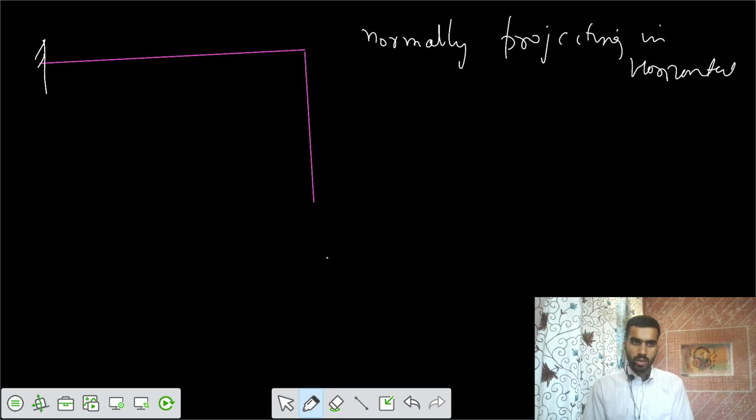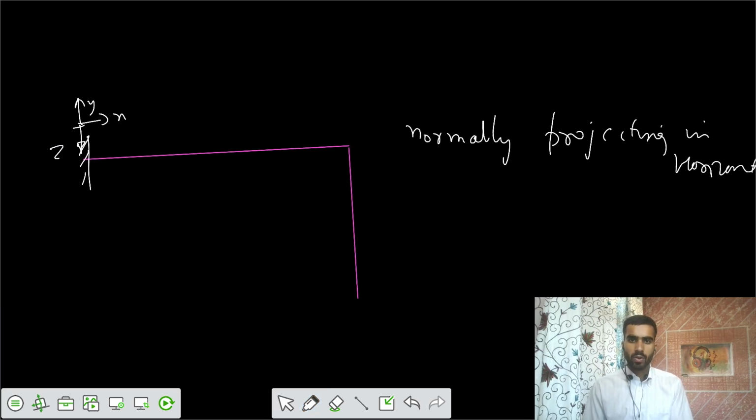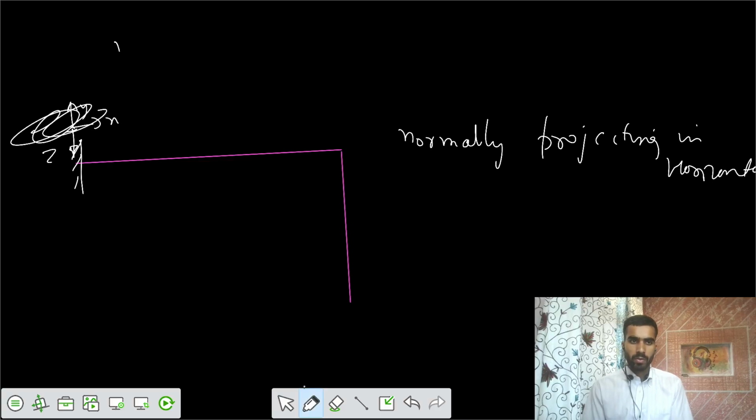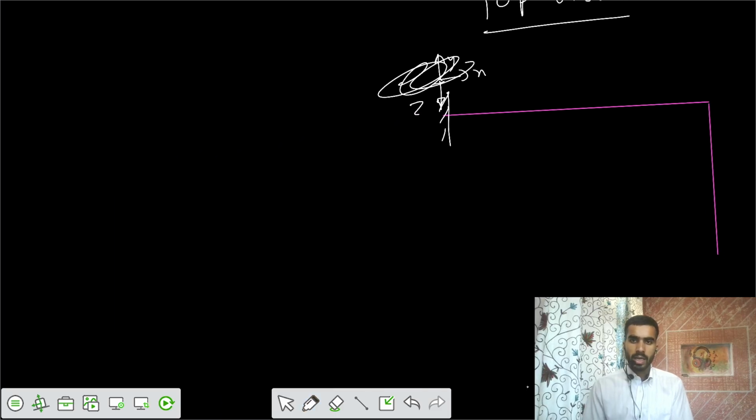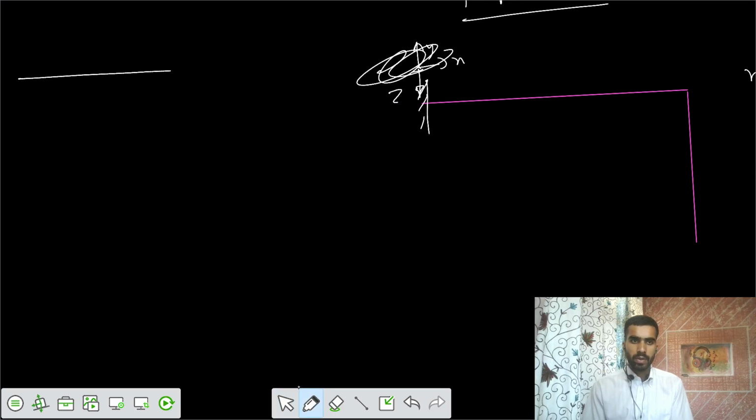So let's say this is your Y, this is X, and this is Z. Y is upwards. So you're looking from the top. So this is your top view. The previous problem was designed in this way so that you can easily get that. Your Y was upwards, this was your Z direction, and this was your X direction.